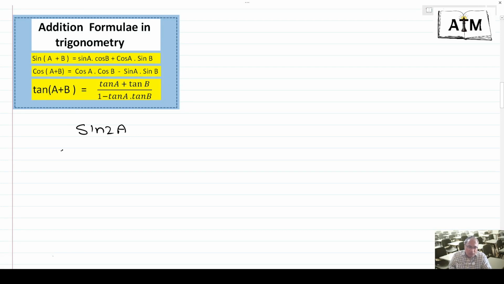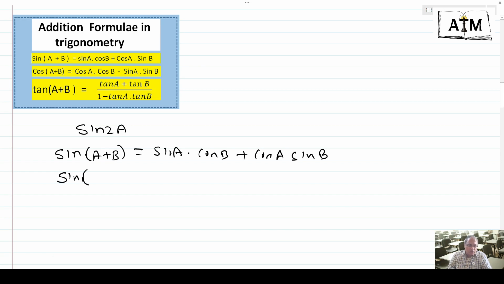To develop the sin 2A formula, I am going to use sin of A plus B, that is equal to sin A cos B plus cos A sin B. And to find sin 2A, in this formula, I am going to delete B and in place of B, I am going to write A. Wherever the B is there, you just write A.